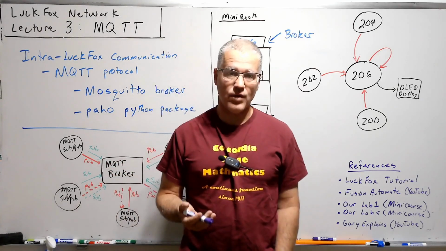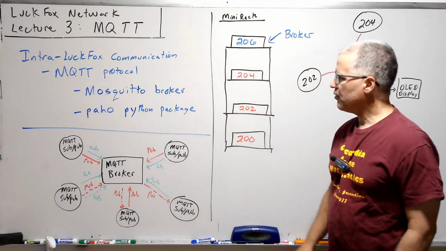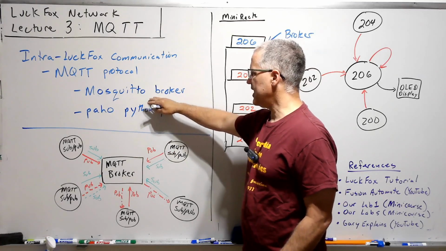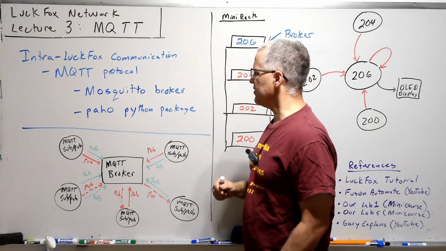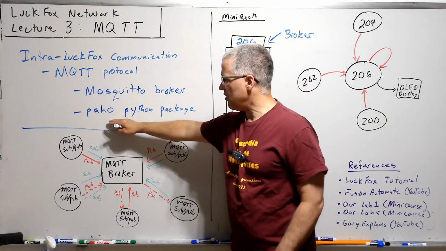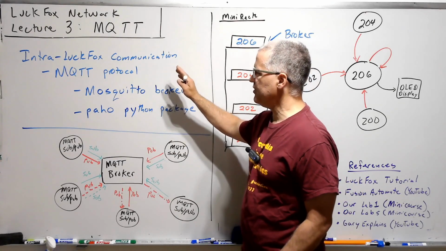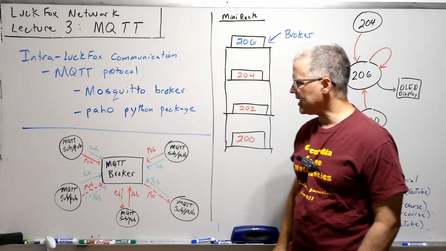One good way to do that is through the MQTT protocol, and we're going to use the Mosquitto broker. This is a common one used when working with Raspberry Pi and other things. And this will involve writing Python programs to utilize the MQTT protocol with the Paho Python package.